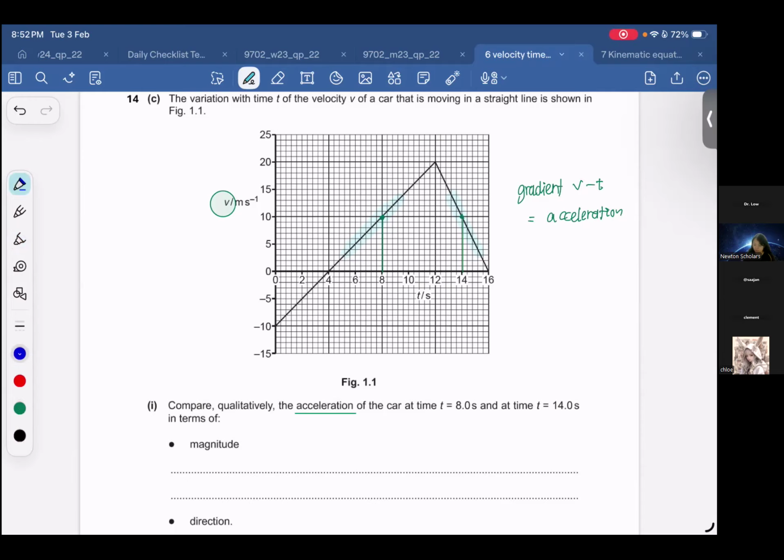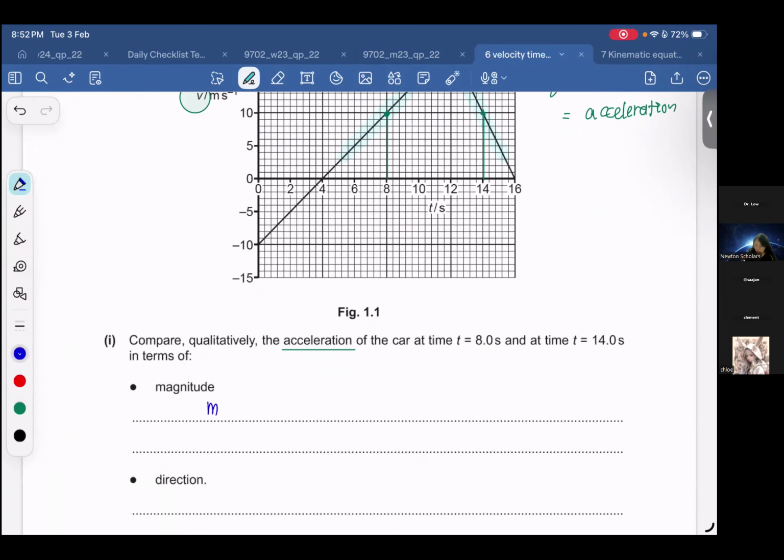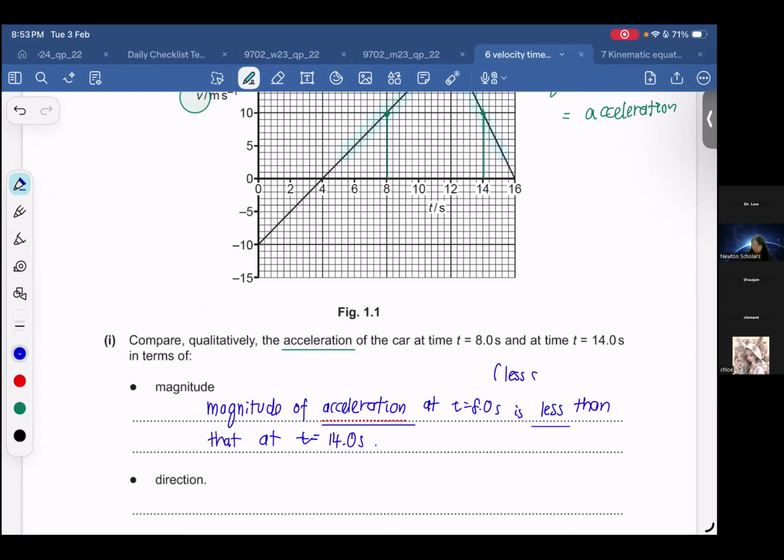So we write together: the magnitude of acceleration at t equals 8.0 seconds is less than that at t equals 14.0 seconds. Okay, the magnitude is less. Why? It's because the line is less steep. The gradient is less, the gradient is lower.